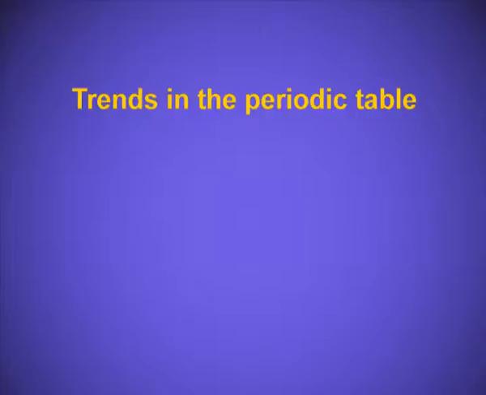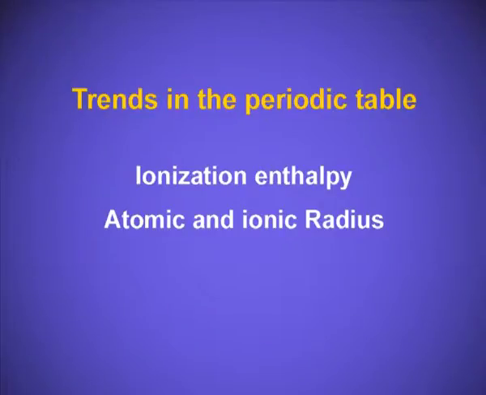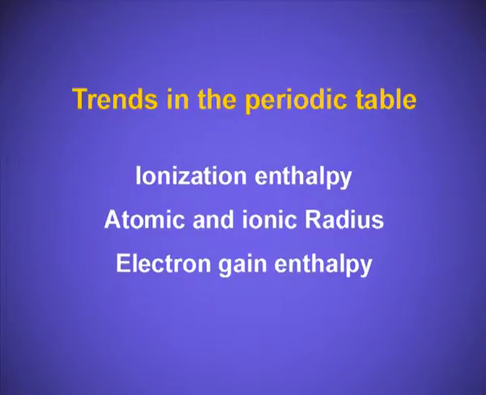The 4 properties today we will study are ionization enthalpy, atomic and the ionic radii, electron gain enthalpy and electronegativity. The first property which we will study is the atomic radius. But before coming to that, let me give you a quick revision of what is a group, what is a period and what the term periodicity means.